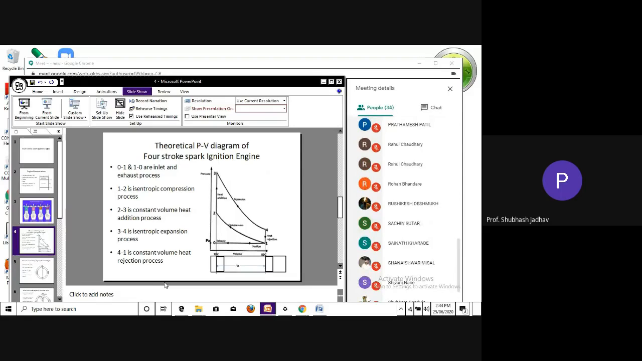Sainath Kharade. So now Sachin has directly left. Since I am calling, he is leaving. Oh, he's there, but he is not unmuting himself. Sainath Kharade, unmute yourself and tell me what is actually happening during the process 4 to 1. Yes, unmute. What happened? Again, you muted yourself. Please unmute yourself and tell me what is actually happening during the process 4 to 1.